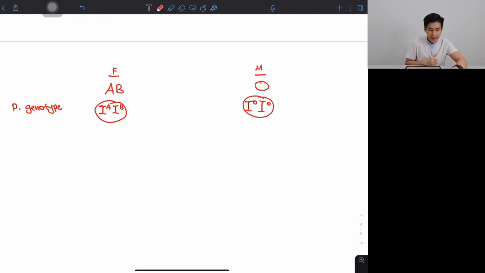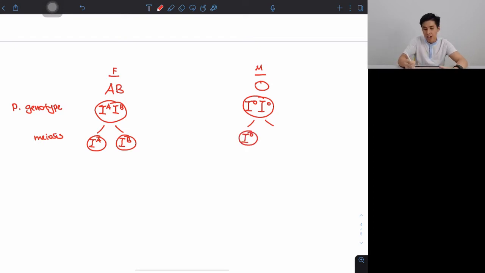Alright? And then the next step is meiosis. You've got to show what kind of gametes they can produce. So during meiosis, the father can produce a sperm carrying IA and a sperm carrying IB. The mother can only produce one kind of ovum, and both will be IO. Okay, so these are their gametes, the sperm of the father and the ova of the mother.